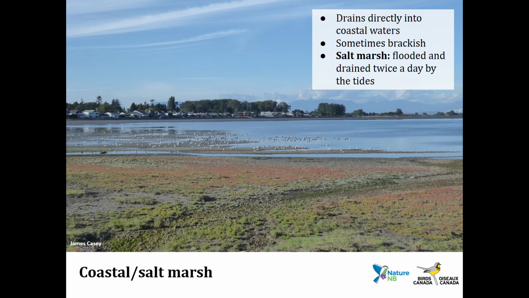And then looking at the other major type of wetland, the coastal wetland, again, these drain directly into coastal waters and sometimes have brackish water, but not always. And there is a distinction between general coastal wetlands and salt marshes. Salt marshes are coastal wetlands that are flooded and drained twice a day by the tides. And that makes them a unique type of environment for plants and animals, as opposed to a coastal wetland that may only flood seasonally.